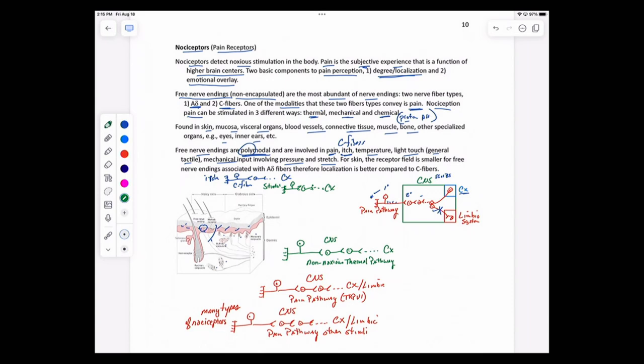Now, a lot of this is not well worked out because it is possible that you could have the same pathway handling two different modalities. Again, that may be the case. It may not be the case. So there's a lot of ambiguity here. But what I'm not wanting to give you the impression of is that there's just one pathway for all of these modalities. That simply is not the case.